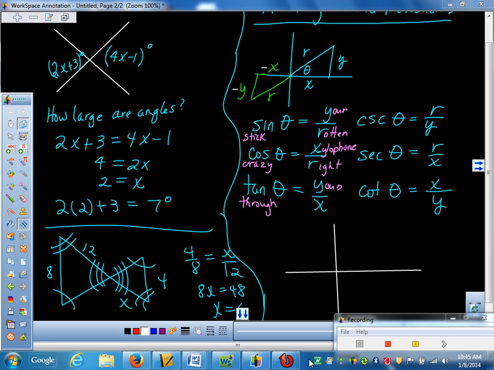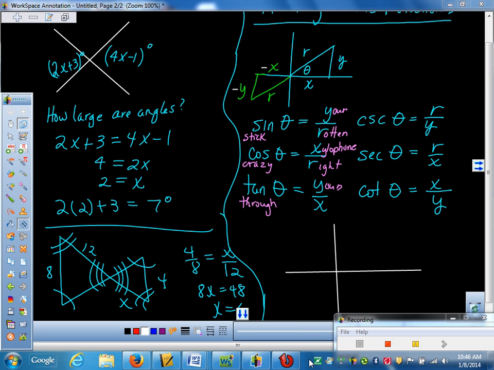Is a radius ever negative? No, R is never negative. So consequently, for example, sine in the first quadrant, Y over R, they're both positive, so you're going to get sine as a positive value. But when you do Y over R in the third quadrant, negative Y over R, you're going to get a negative number. So sine is negative in the third quadrant.